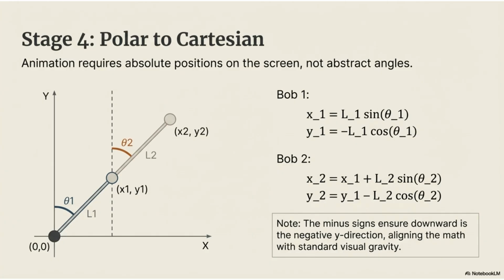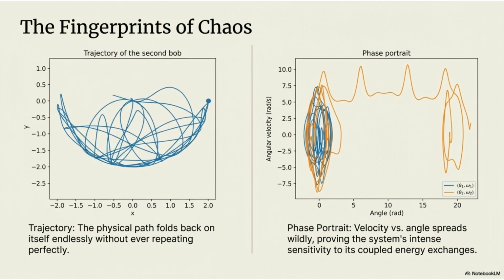Stage 4 focuses on converting the abstract angles into Cartesian coordinates for animation. We use standard trigonometry to determine the x and y positions of both bob 1 and bob 2. These graphs are the fingerprints of chaos. The trajectory never perfectly repeats, and the phase portrait, showing velocity versus angle, demonstrates intense sensitivity and coupled energy exchanges.